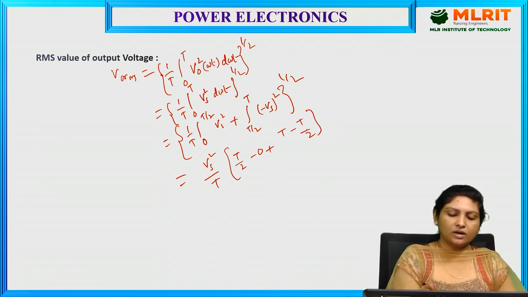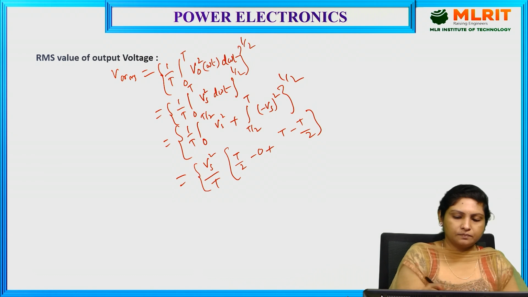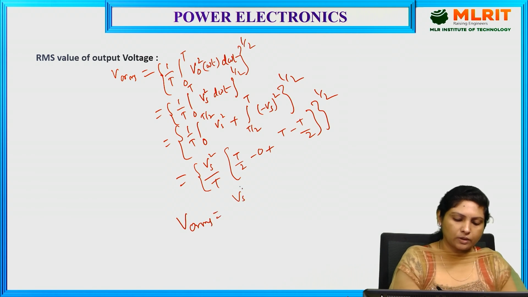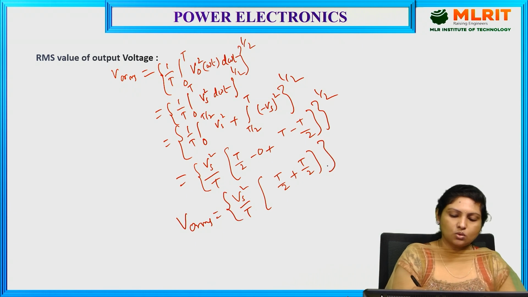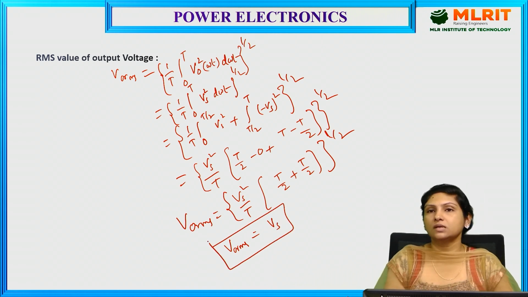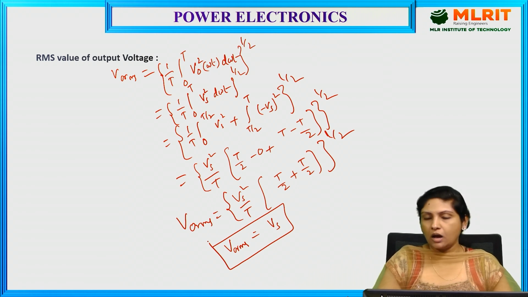If we simplify, we get V naught RMS is equal to (Vs square by T, and this is T by 2 plus T by 2) whole to the power of 1 by 2. T by 2 plus T by 2 is T, T gets cancelled, and this is whole to the power of 1 by 2. So that is the reason V naught RMS is equal to Vs. So for the single phase full bridge inverter with R and RL load, the V naught RMS expression is Vs.